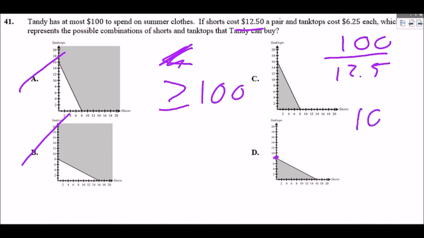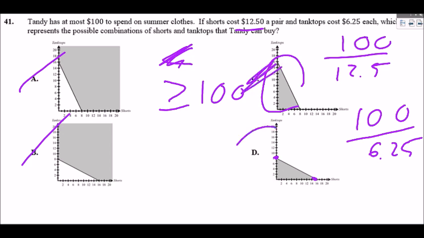But if she was only going to buy shorts at that 6.25, divide that, I get 16, which means that the most shorts she could get is 16. This is the opposite of that, so that's why this one's wrong.